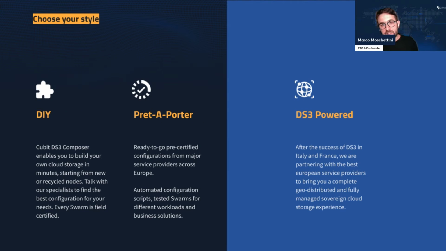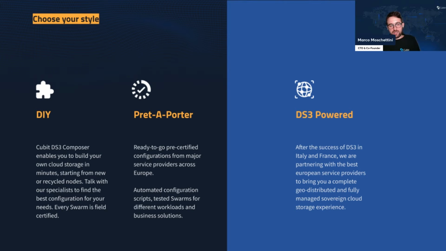So you can access the product in three, let's say, flavors. The first one is the easiest one, the do-it-yourself. You can use the DS3 Composer to build the geo-distributed cloud with the infrastructure you already own.